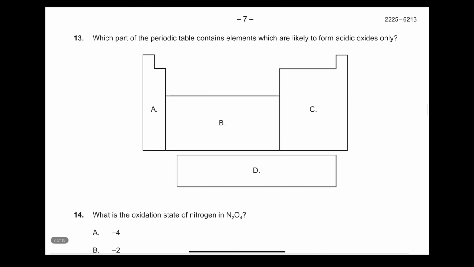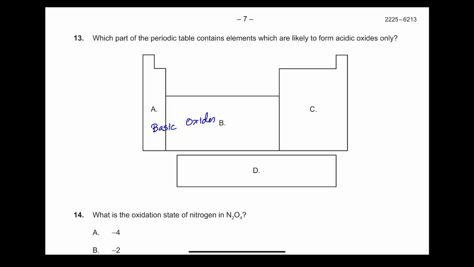Now, which part of the periodic table contains elements which are likely to form acidic oxides? Metals form basic oxides, right? Na2O is a basic oxide. Mix Na2O with water, you get NaOH. MgO, Mg(OH)2. CaO, Ca(OH)2. These are all bases, right? So metals form basic oxides. This entire region will be basic oxides, okay?